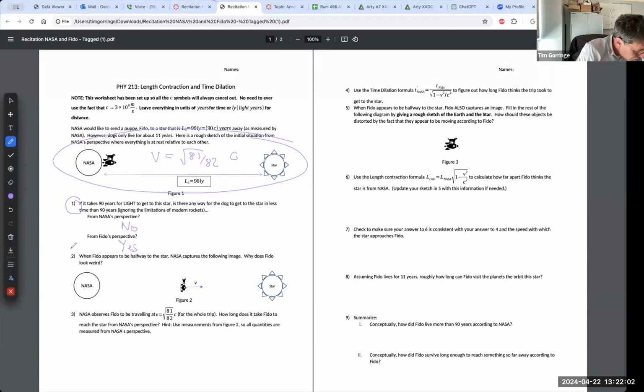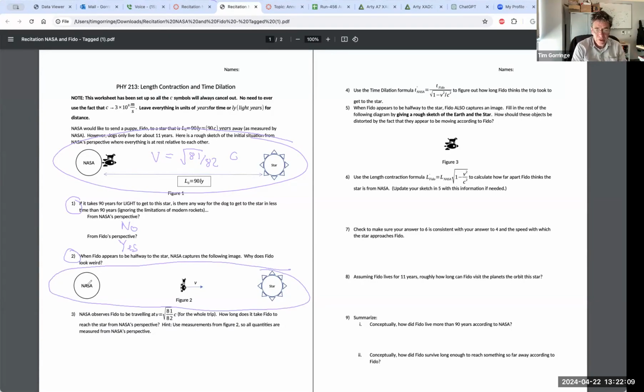In the second question, we're asked to look at a sketch of Fido traveling from Earth on the left to the star on the right. We're asked why Fido looks compressed. This is a sketch from the perspective of the Earth reference frame, in which the Earth and the star are at rest. So the Earth and the star look normal because they're at rest, but Fido, who's moving very fast in the rocket, Fido and the rocket are going to be Lorentz contracted.